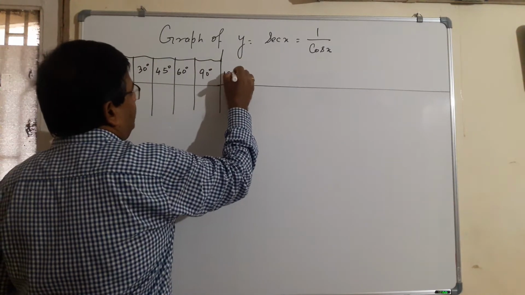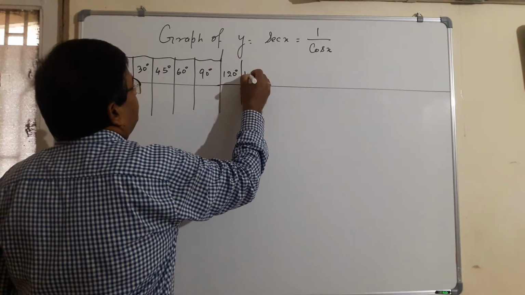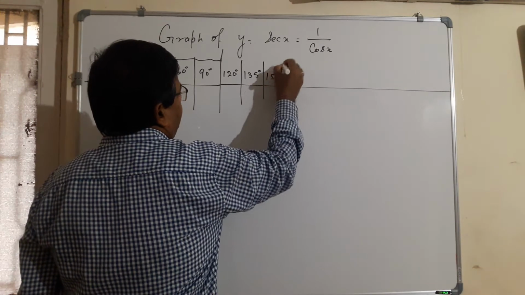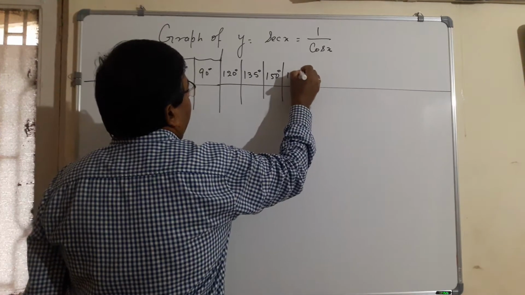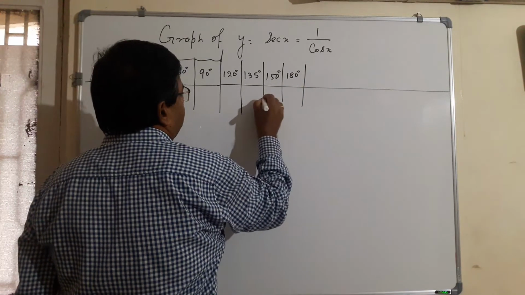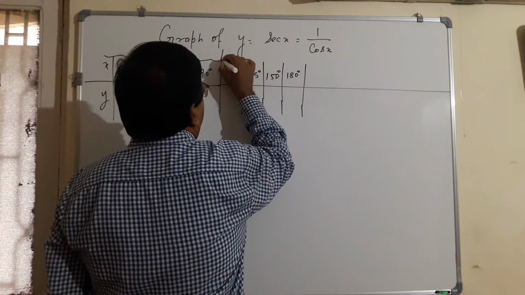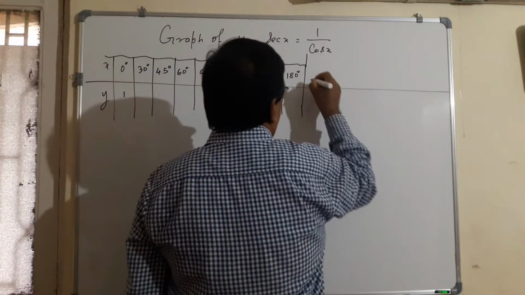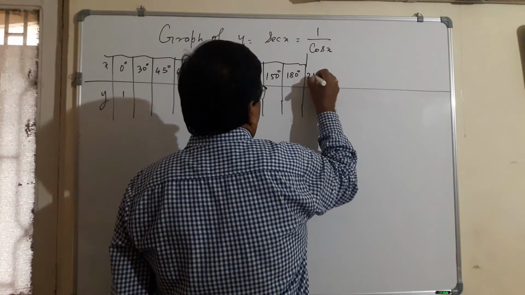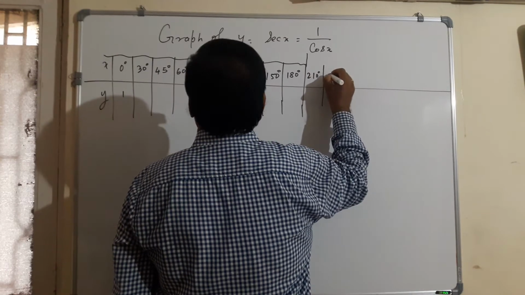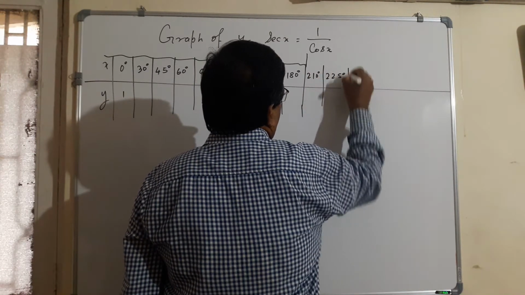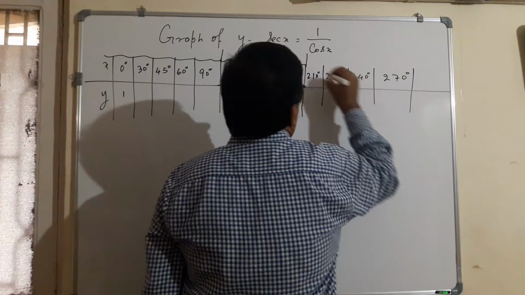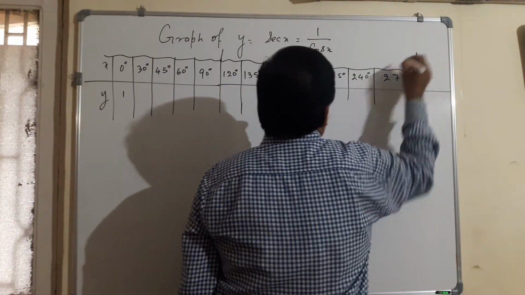Now 120 degree, 135 degree, 150 degree, 180 degree. This is the second quadrant. Now 180 plus 30, 210 degree, 225 degree, 240 degree, 270 degree. This is your third quadrant.